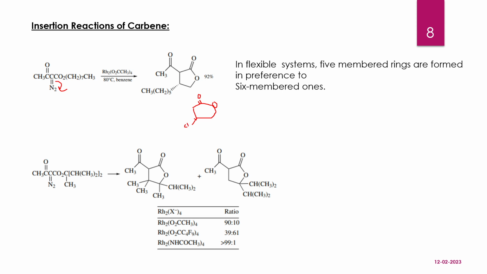Then the remaining CH would be 4, giving us this type of compound. But here you can see we are getting 92%. That is almost 100%. 92% we are getting this product. That is, 5-membered ring formation is always preferable over 6-membered ring.